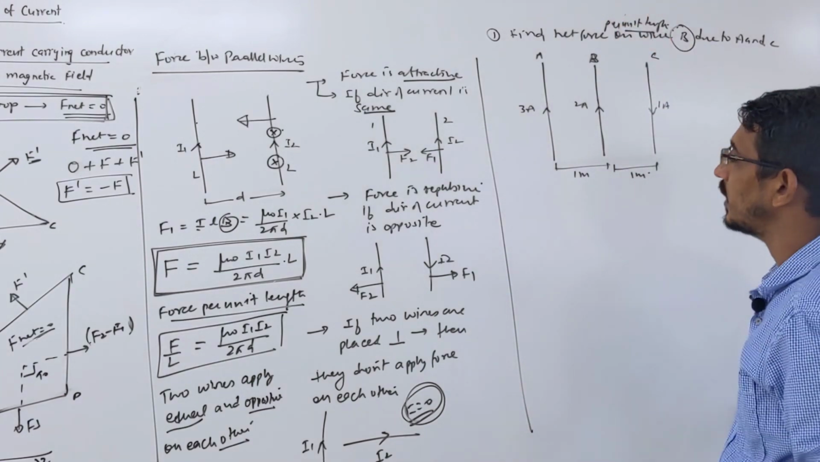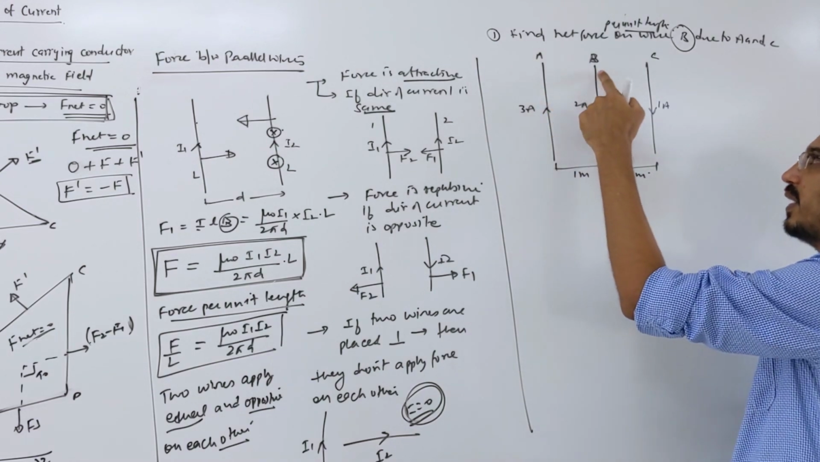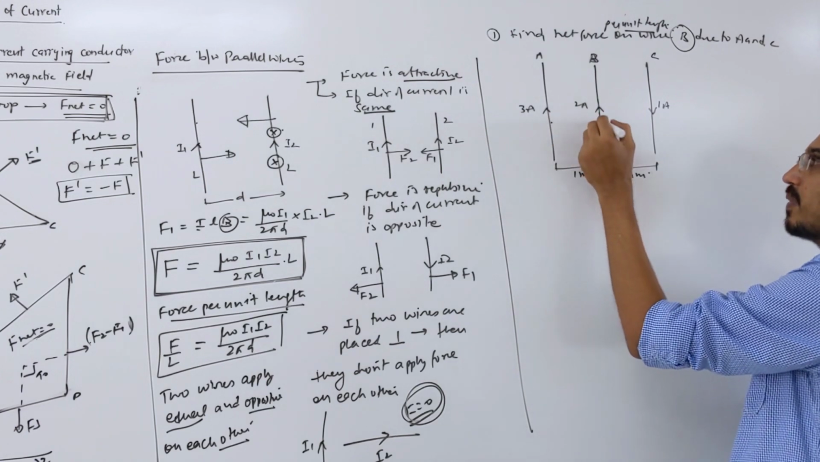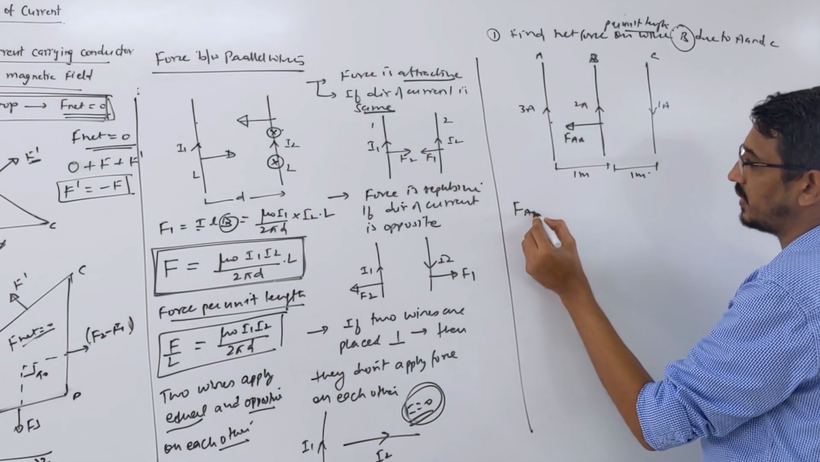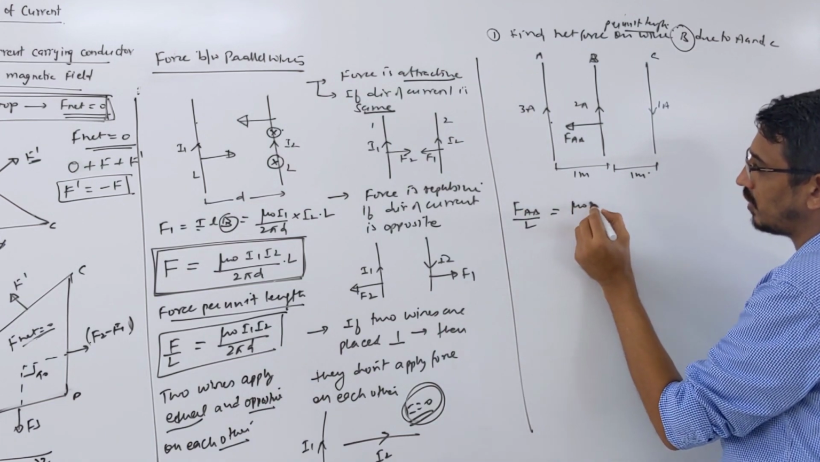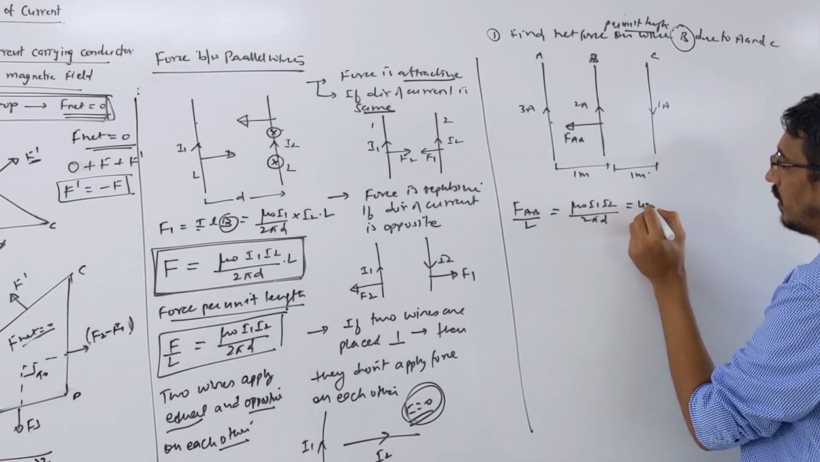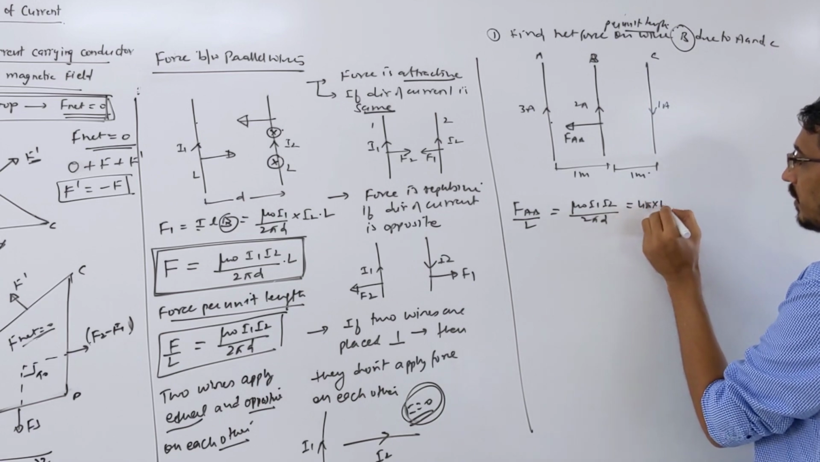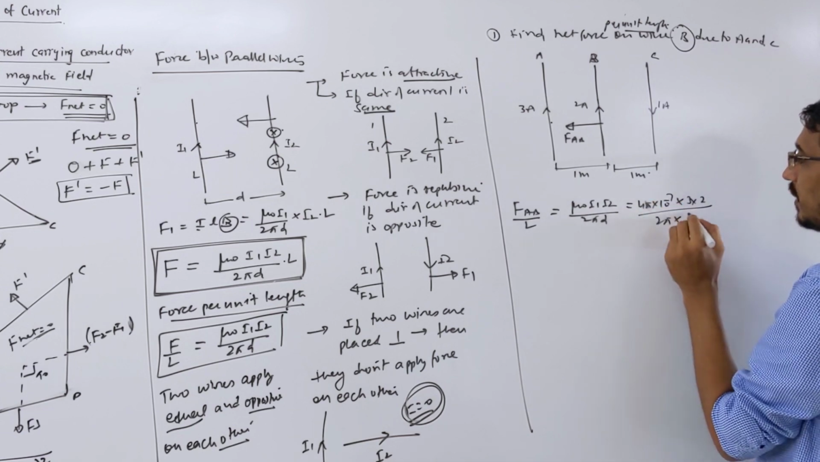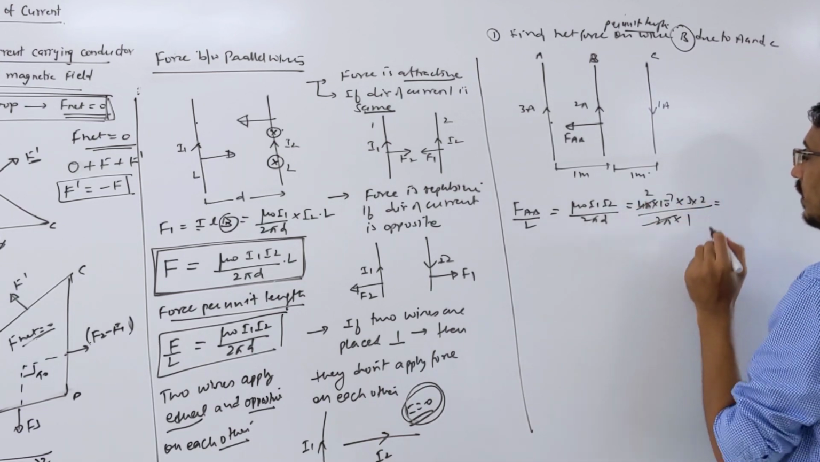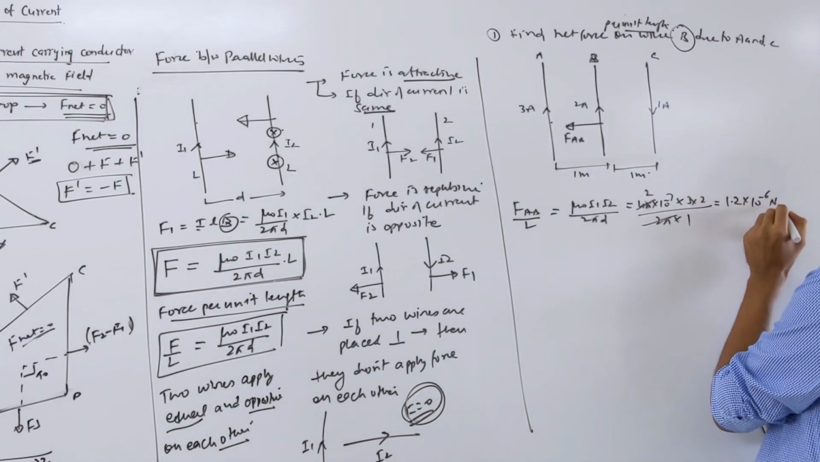So let's find what is the force on this wire due to that wire first. These two wires, A and B, are carrying current in same direction, so this wire will apply attractive force on this. Let's call it FAB. So let's calculate FAB per unit length. Mu naught I1 I2 by 2 pi into d. This is the formula. Mu naught is 4 pi into 10 power minus 7. Current is 3 ampere, 2 ampere, divided by 2 pi into distance, 1 meter. So this becomes 1.2 into 10 power minus 6 Newton. This is the force.